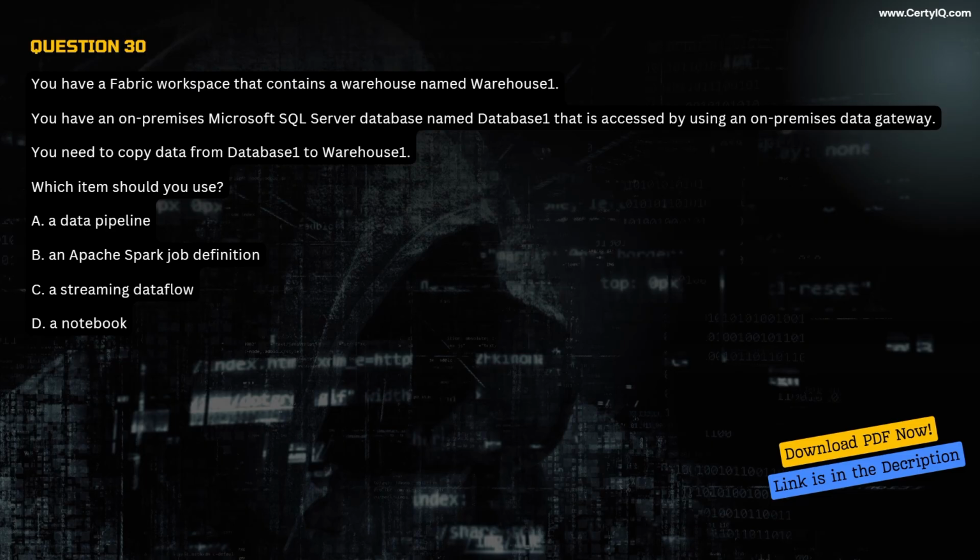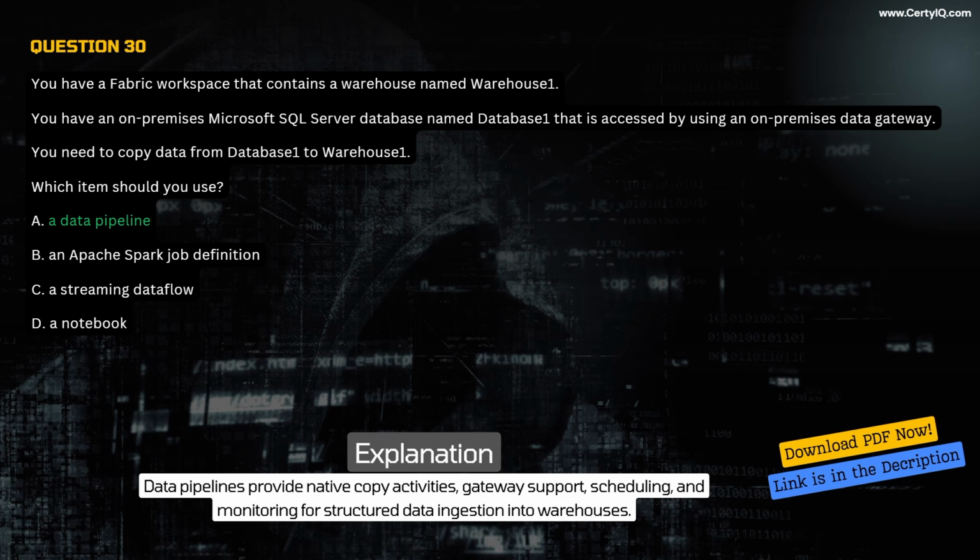A. A data pipeline. B. An Apache Spark job definition. C. A streaming data flow. D. A notebook. Correct answer A. A data pipeline. Explanation. Data pipelines provide native copy activities, gateway support, scheduling, and monitoring for structured data ingestion into warehouses.